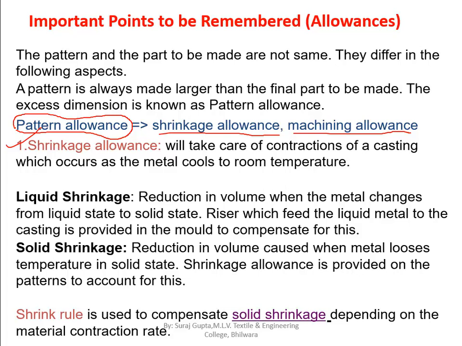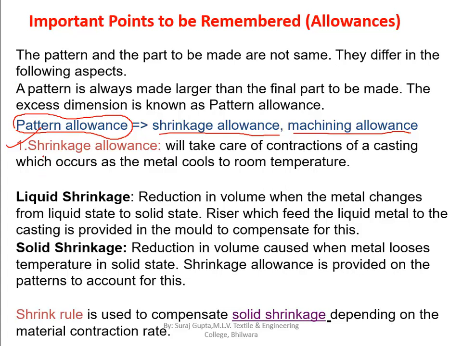Why? Because that pattern will create a mold cavity, and that mold cavity will be greater. Why? Because when the liquid metal is poured into the mold cavity, it will be large, but after solidification, it is going to shrink, or we can say it will contract. So that should be taken care of. So for that, we are going to use pattern allowances.